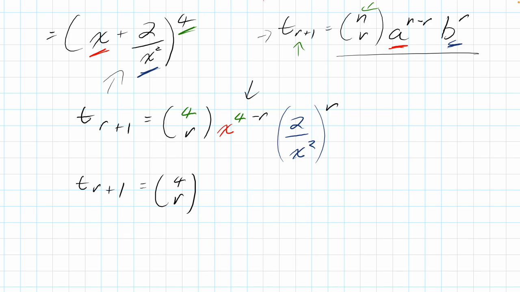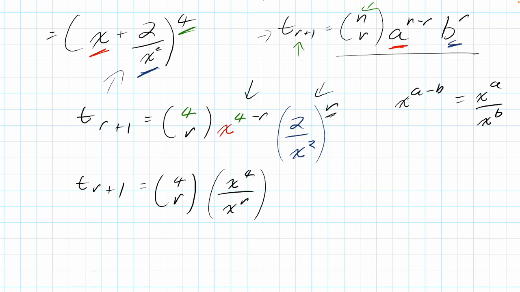So for this one here, this is actually very similar to a rule where we have x to the power of a minus b is equivalent to x to the power of a over x to the power of b. So we can rewrite this as a fraction. So we'll try it out. We'll see if it takes us anywhere. So this would read as x to the power of 4 over x to the power of r. Maybe that'll be helpful.